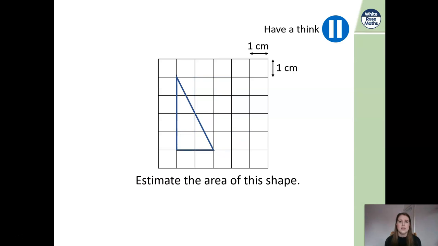Based on that knowledge of being able to count the whole squares and matching any smaller squares to make whole squares, pause the video and see if you can estimate the area of this shape. Okay, so again, we're going to count the full squares. So we have 2 full squares.